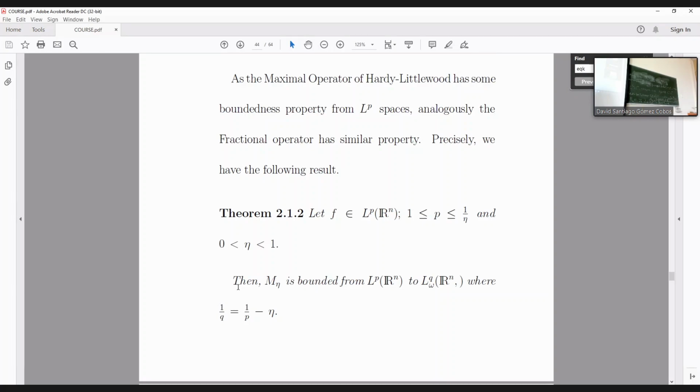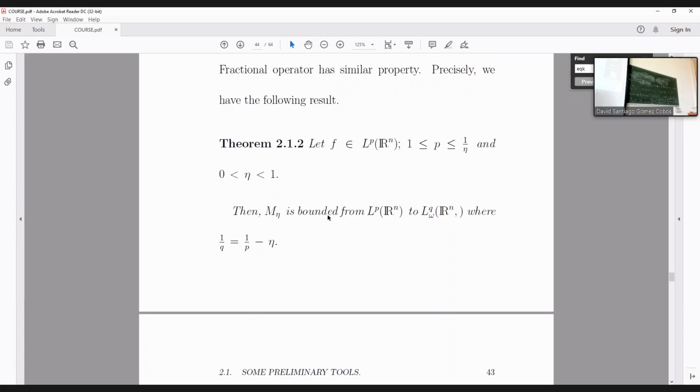So if we are expert in managing the Hölder inequality and changing the exponents, we obtain relations between a lot of these spaces. For instance, the first result is the following. Let us consider f a function that is p summable, p between 1 and 1 over eta, with eta between 0 and 1. Then we can prove that the fractional operator m eta is bounded from Lp to the weak Lq, where 1 over q is equal to 1 over p minus eta.